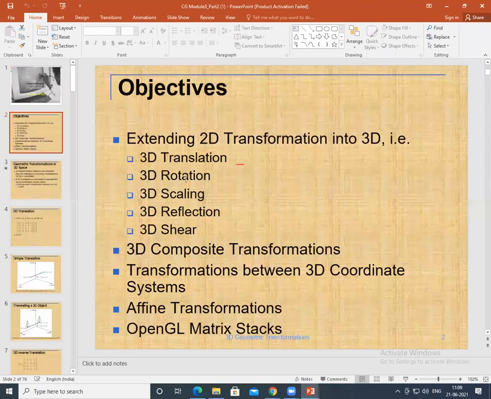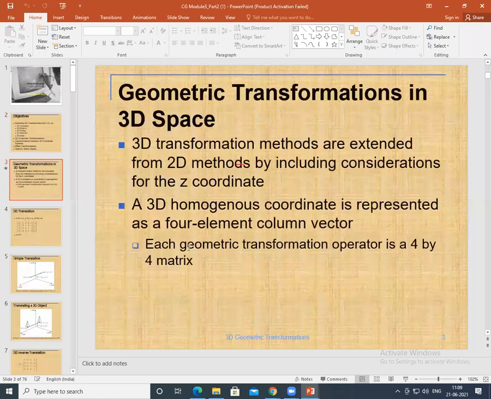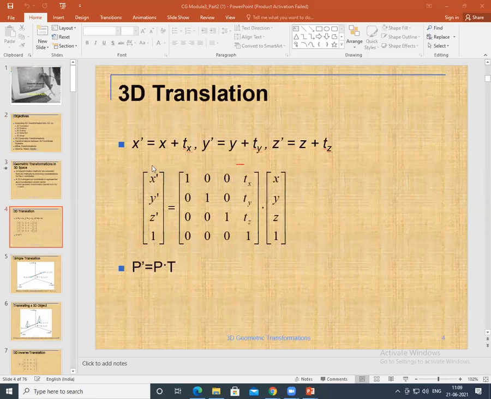So we have 3D translation, rotation, scaling and all. So what is 3D transformations? It is an extension of two-dimensional transformations. So basically in the case of 3D, we have a 4-element column vector instead of 3. So this is a translation factor.